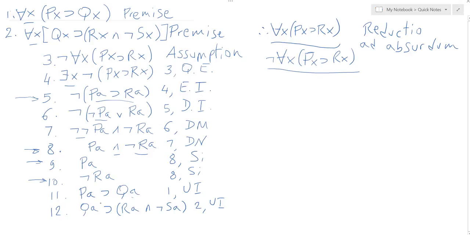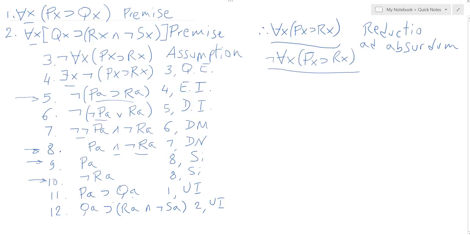Should be clear why we went with existential instantiation first. If we had used universal instantiation first and had instantiated to A, then because of the restriction on existential instantiation, we would have had to instantiate line 4 to a different constant. We would have had to instantiate it to B because A was already in the proof. But then we would not have been able to work with all these formulae together.